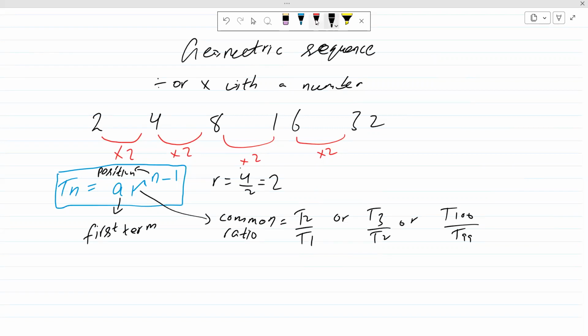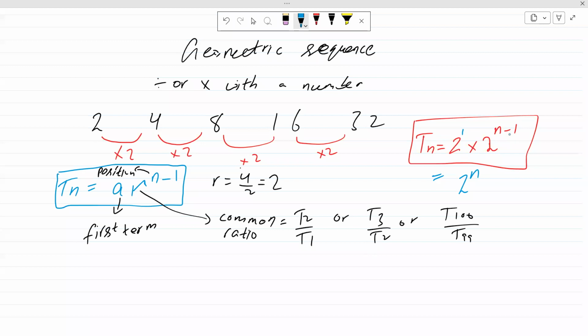So what will be the final formula here? Tn is equal to A, which is 2, times R, which is 2, raised to power n minus 1. You can leave it like that, but it's recommended to simplify it. For example, 2 raised to 1 times 2 raised to power n minus 1, you can use indices: 2 raised to power 1 plus n minus 1, and 1 minus 1 is 0. So you can also write 2 raised to power n if you want to simplify.